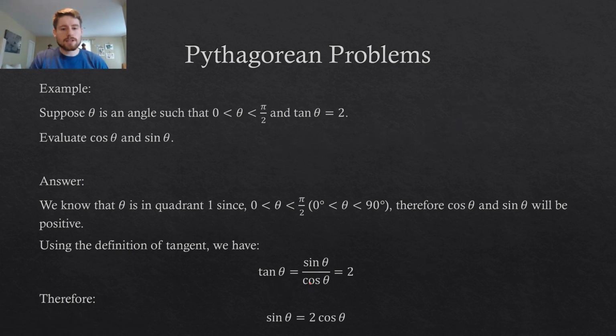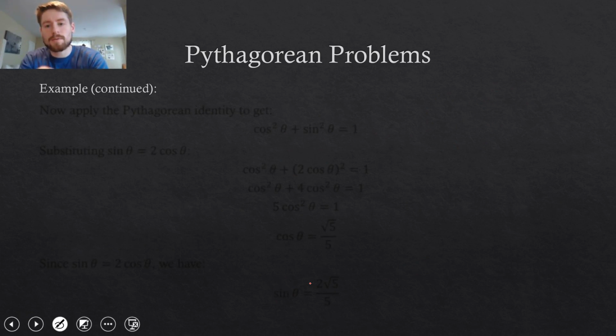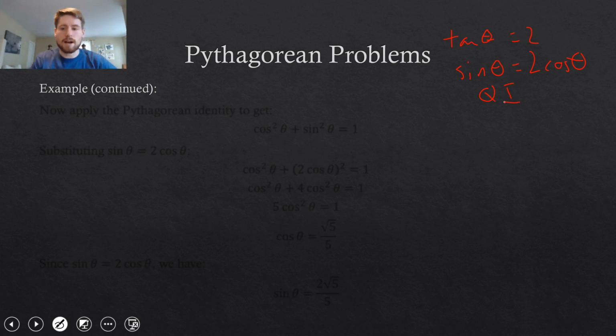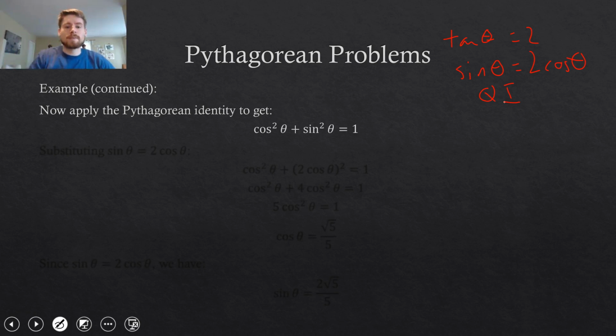Okay, continuing on, I'm going to rewrite what we have up there. So we know that tan theta is 2. So that says that sine theta equals 2 cosine theta. And then we also know that we're in quadrant 1. So those are all the things that I remember from the last slide. That's all the relevant information. We're going to apply the Pythagorean identity now. Knowing that cosine squared plus sine squared equals 1, we're going to substitute in the equality we had that sine is twice cosine.